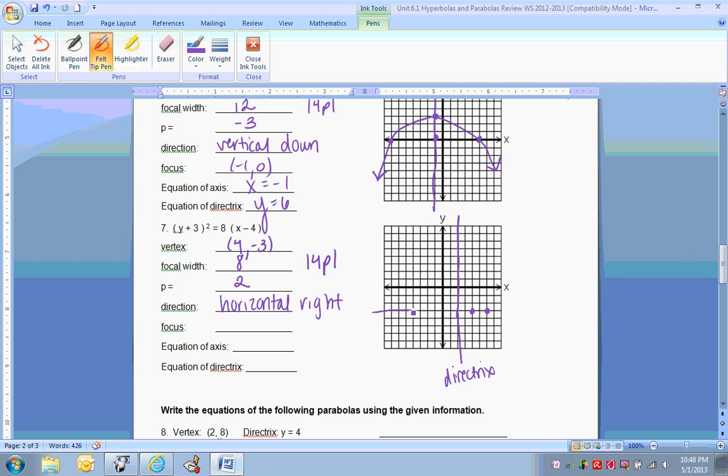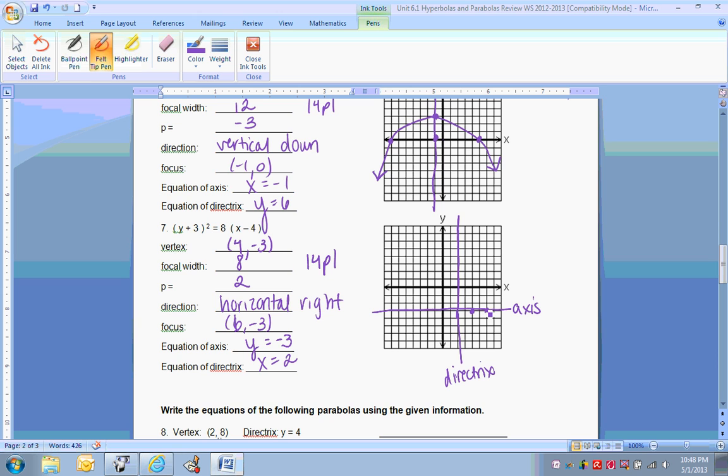The axis is the line that passes through my vertex and my focus. So my focus is at 6, negative 3. The equation of my axis, it crosses the y-axis at negative 3, so it's y equals negative 3. And my directrix crosses the x-axis at 2, so the equation is x equals 2.